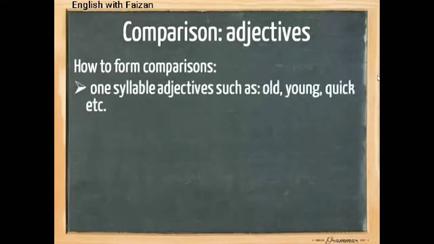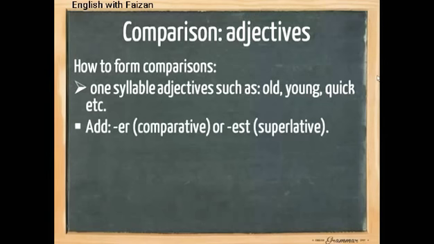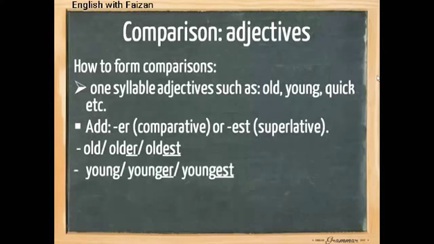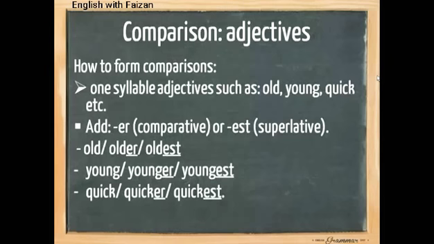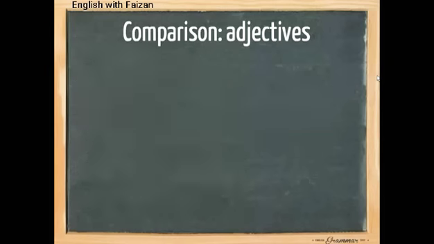How to form comparisons? When it concerns one-syllable adjectives such as old, young and quick, we simply add er to the adjective for the comparative and est to the adjective for the superlative. So we have the adjective old and the comparative is older and the superlative is oldest. The same goes for young. Young, younger, youngest, and quick, quicker, quickest. I'm going to show you some examples in sentences.